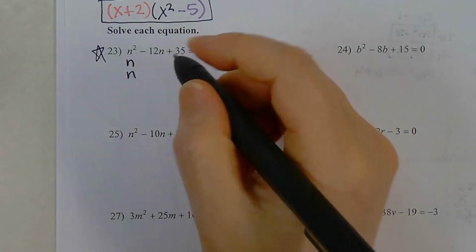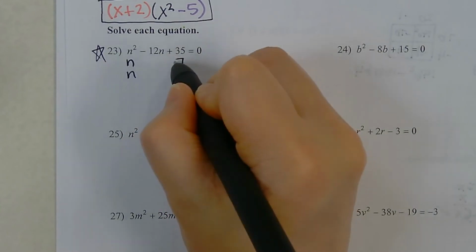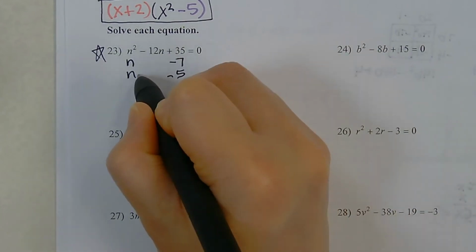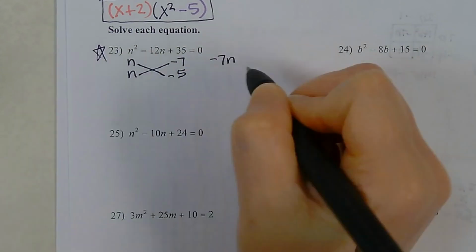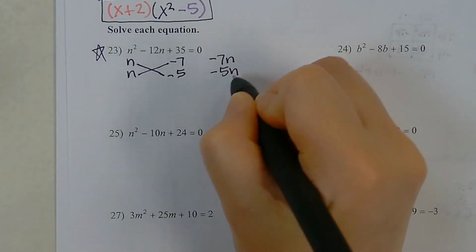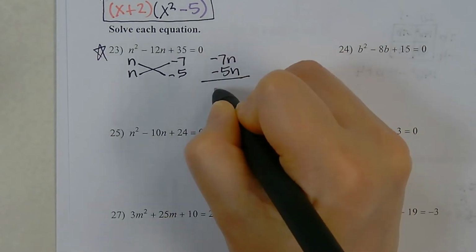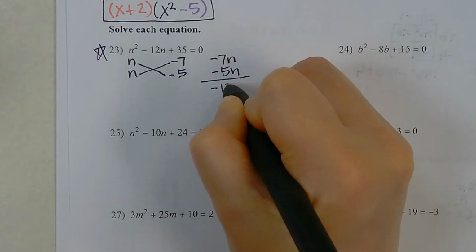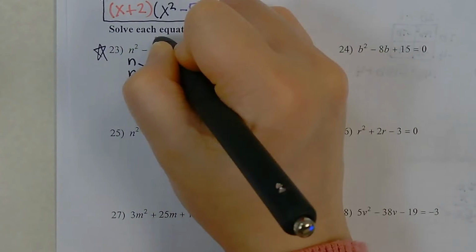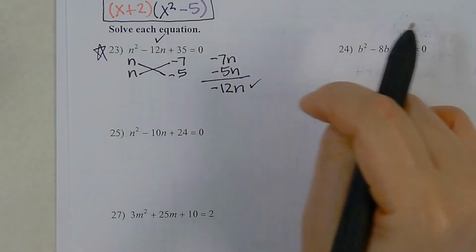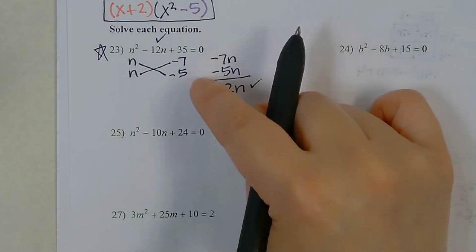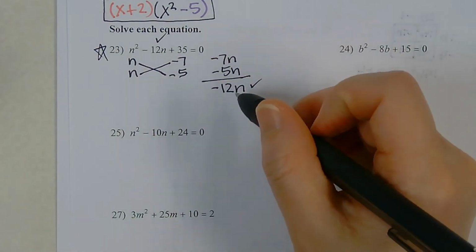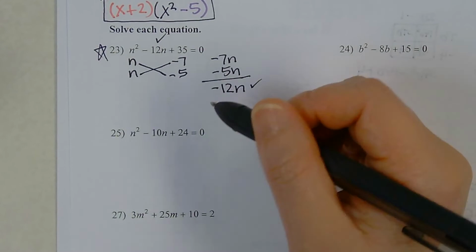All right, and the only way we're going to get this equal to negative 12 is if they're both negative. So n times negative 7 is negative 7n. This is just my check. N times negative 5 is negative 5n. And that added up together is going to be negative 12n, which, yes, they are the same. Do you have to do a check? No. If in your brain you already know that it works, then do it. But this is a good check just in case. Because sometimes, you know, if I don't write it out, I make mistakes.